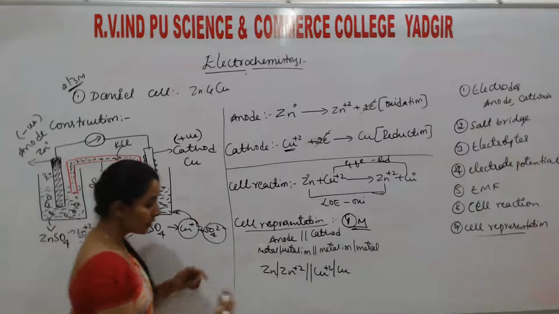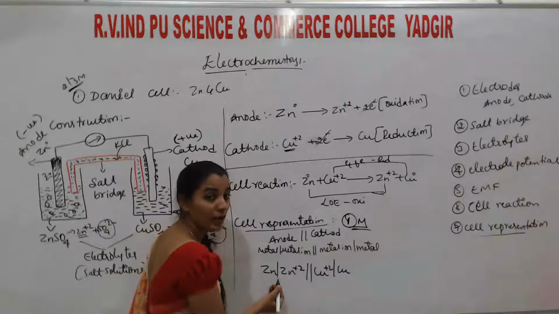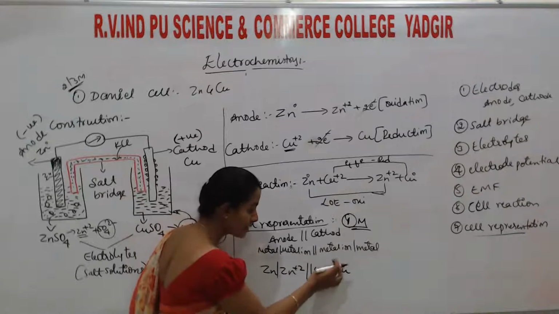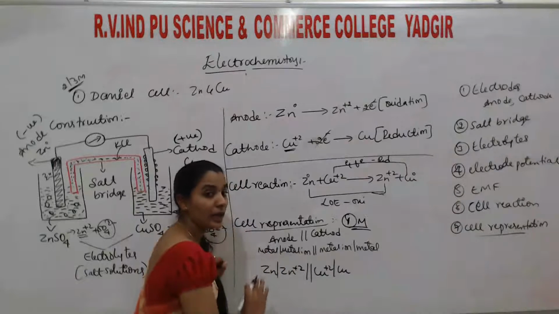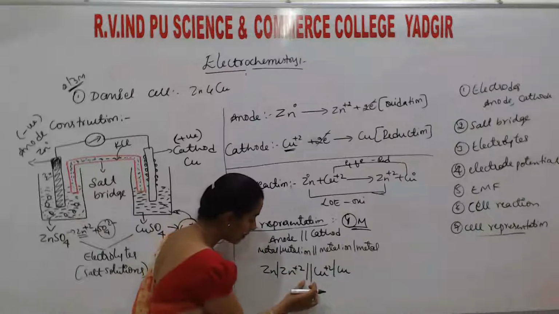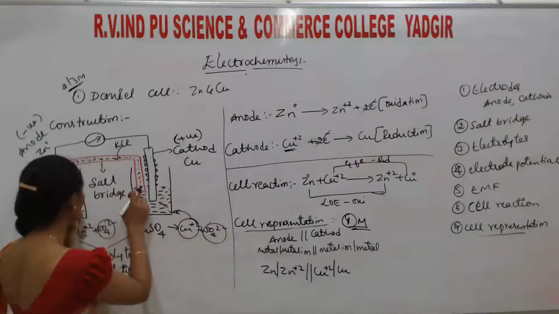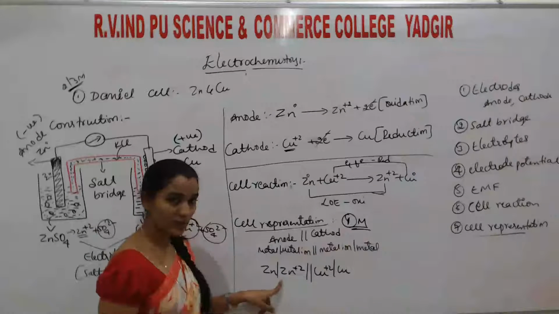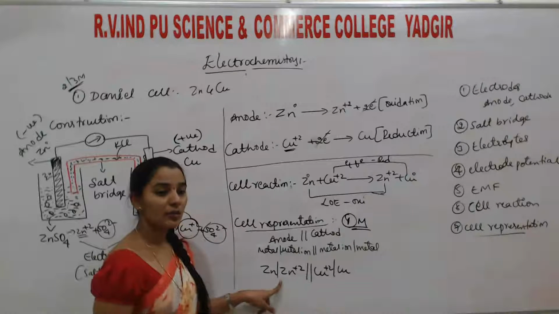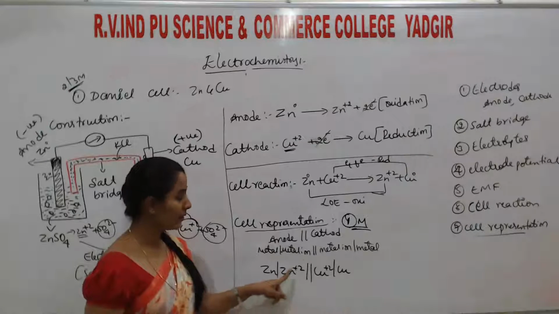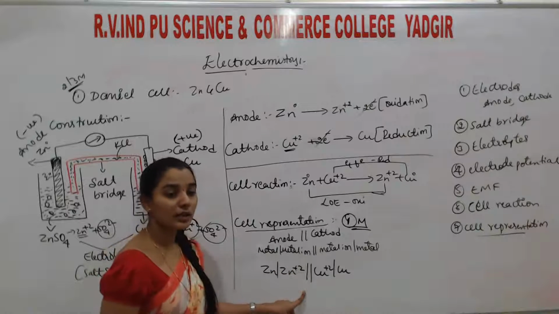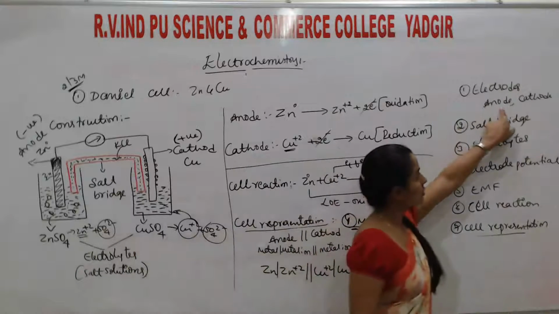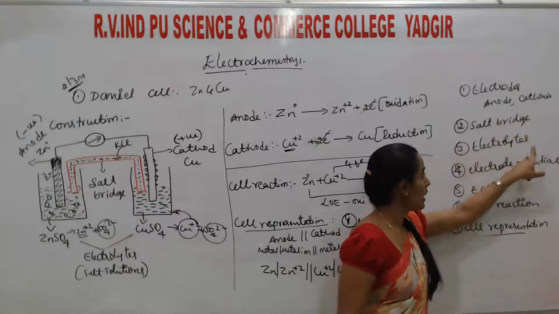So students listen, these two tell about the electrode and the electrolyte. This is also electrolyte and the electrode. This single slash divides electrode and the electrolyte. This double slash tells about the salt bridge, meaning they are interconnected by a salt bridge. Single slash tells about the relation between electrode and the electrolyte. This double slash means they are interconnected by a salt bridge. Okay, so I explained the electrodes, anode and cathode, salt bridge, electrolytes.